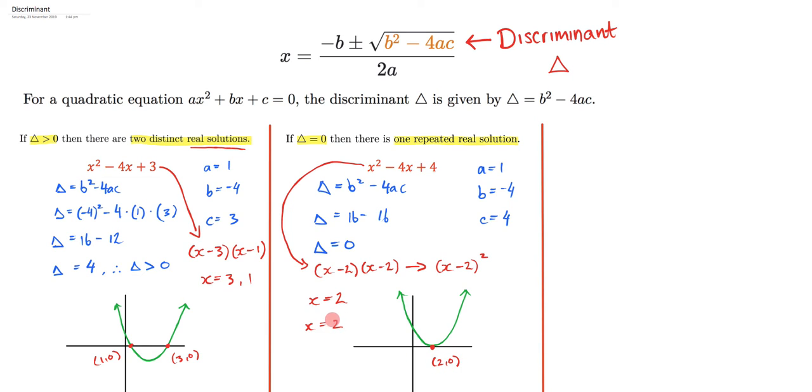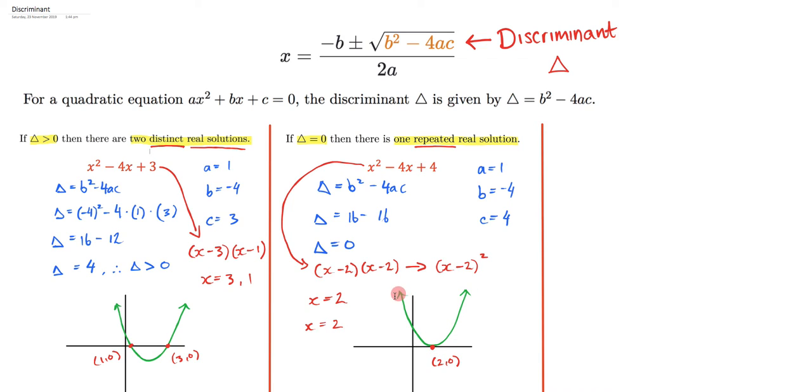But hopefully you can now understand why we say we have one repeated real solution as opposed to two distinct real solutions. So if my discriminant was greater than 0, we had two distinct real solutions, in this case being 3 and 1. But if my discriminant is equal to 0, there is one repeated real solution, in this case 2 and 2. And it just means that I touch my x-axis once.